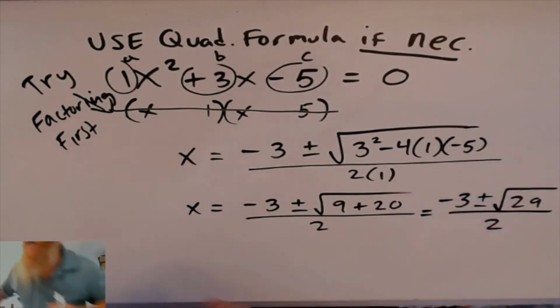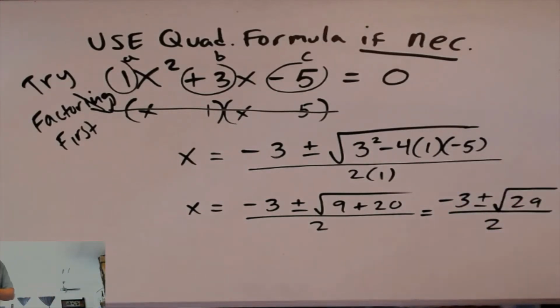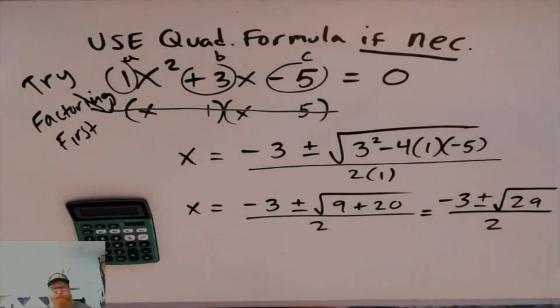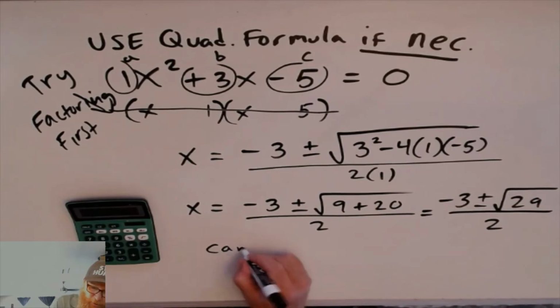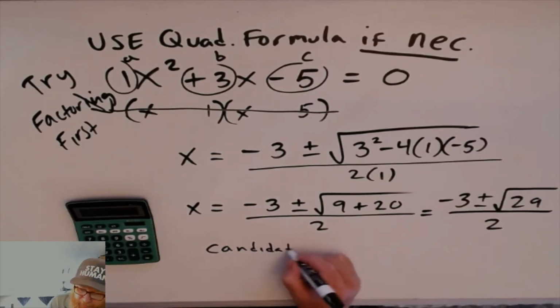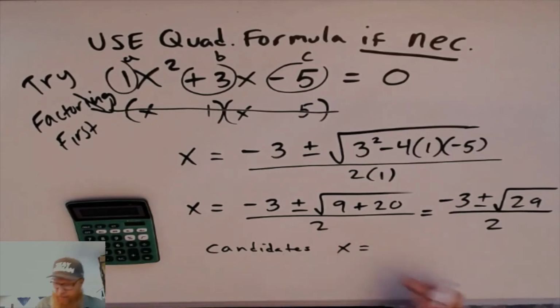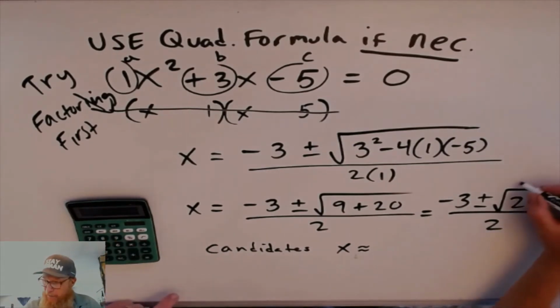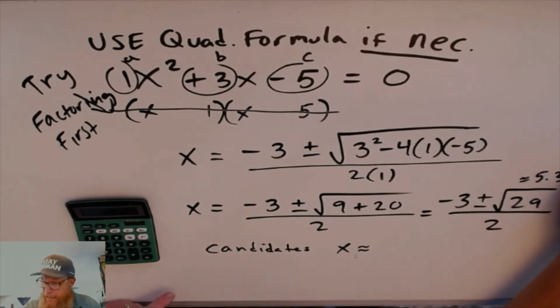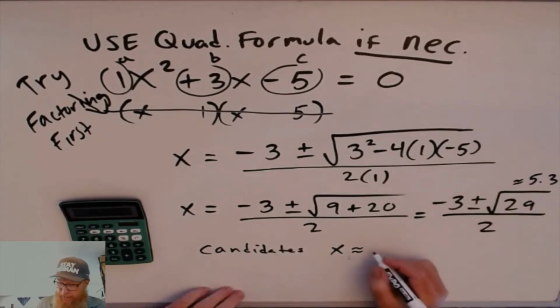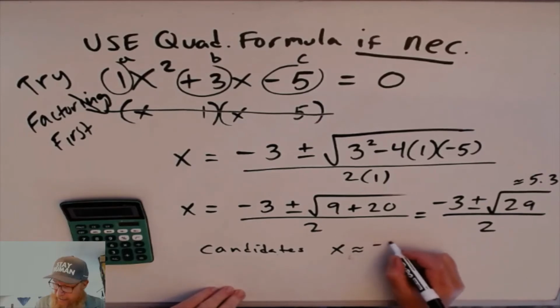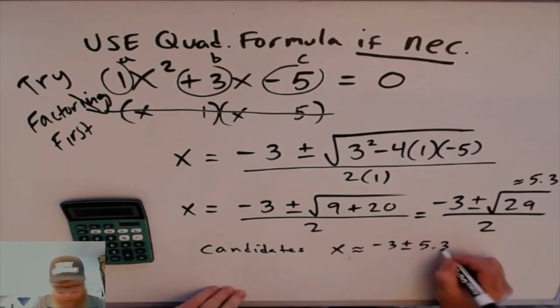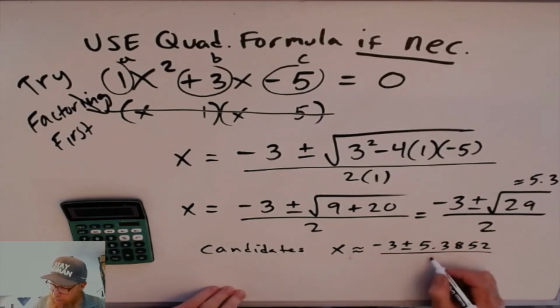So these are our candidates. You can use a calculator to determine what they look like as decimals. So let's see, we're going to approximate, do the square root of 29 first. That's about 5.3852, I guess. So x is approximately negative 3 plus or minus 5.3852 over 2.